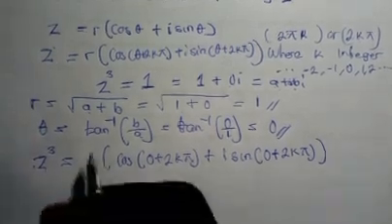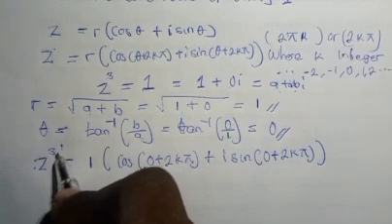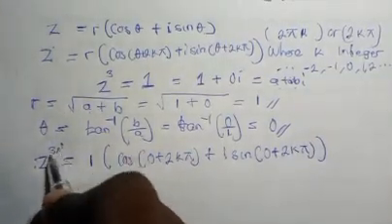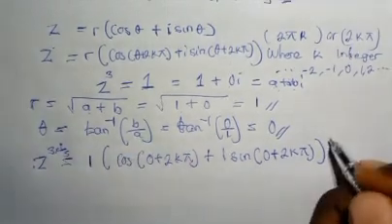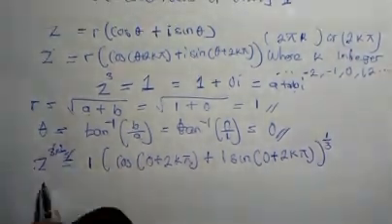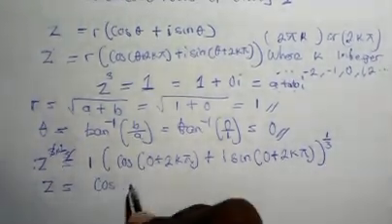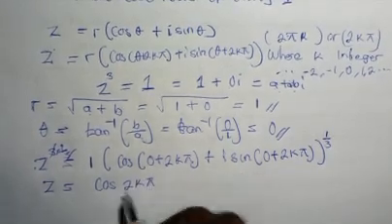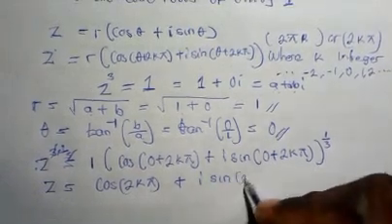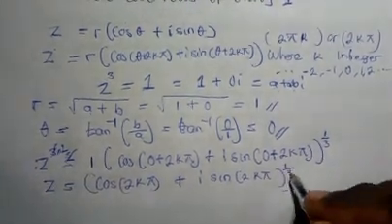So take the cube root of both sides, multiplying it by 1 over 3, and also here raised to the power 1 over 3. This cancels this. We have z is equal to cos 2k pi plus iota sine 2k pi, all into bracket raised to the power of 1 over 3.